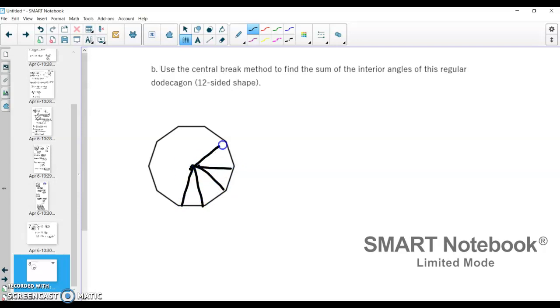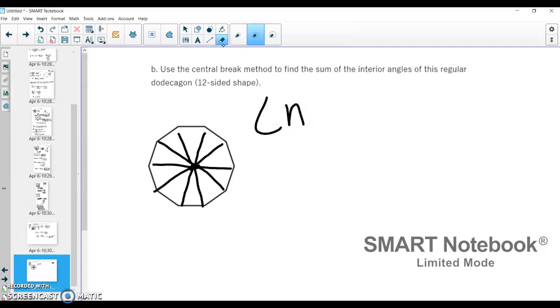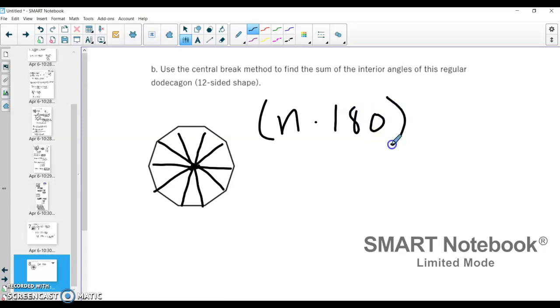Now, what this has is, instead of doing the n minus 2 triangles, because if you look at this after I'm done doing it, there is actually 10 triangles in here. And so what we can do is we can do our number of sides, or our number of triangles, n. And then we multiply that by 180 because there is 180 degrees in each of those triangles.